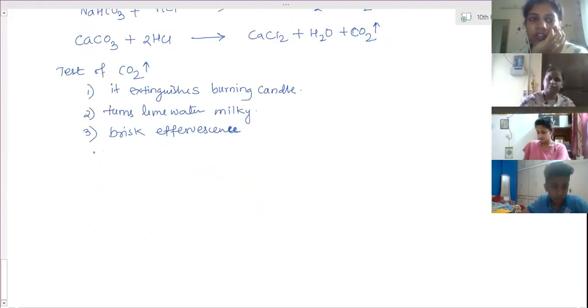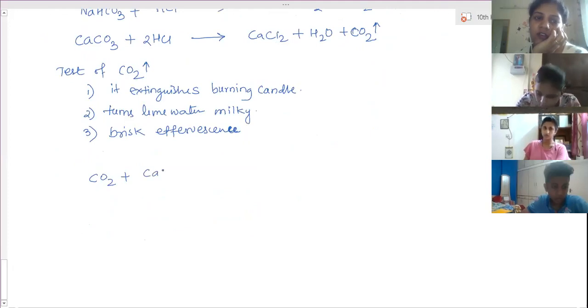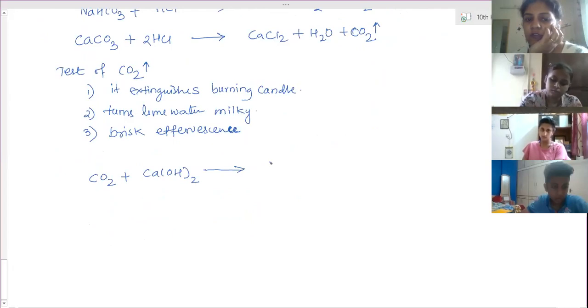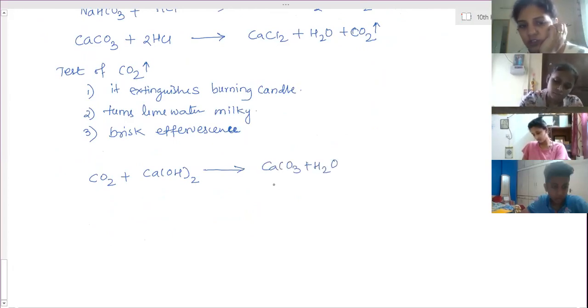Turning lime water milky reaction: carbon dioxide passes through lime water, that is calcium hydroxide. It will form calcium carbonate plus water, which is milky, because it forms a suspension. Calcium carbonate in water is a suspension.